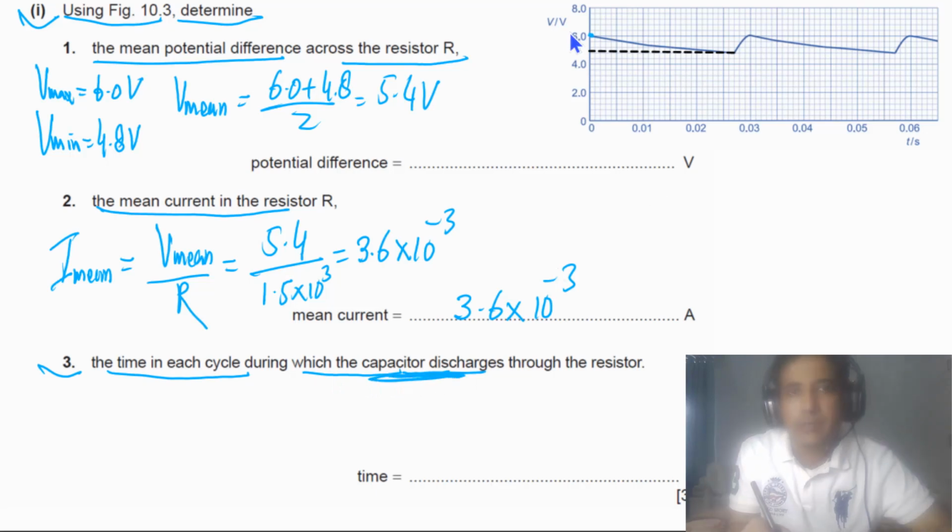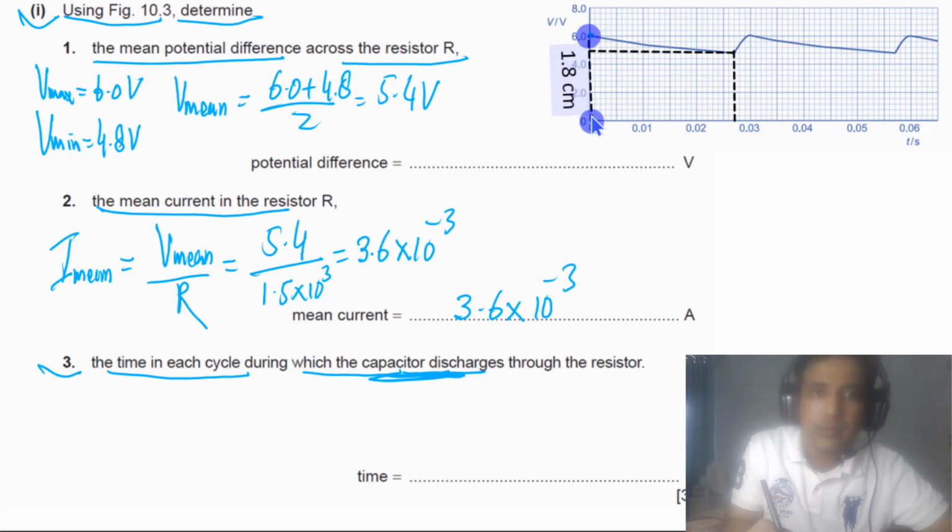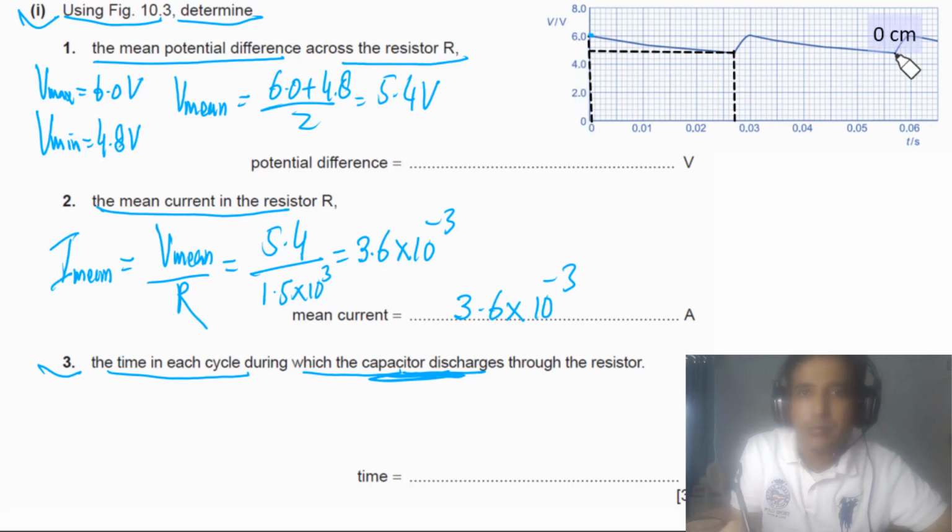So if you look at this given figure, from here we can see that in this part the capacitor is discharging, and here the capacitor is charging. Between these two points the capacitor is discharging, and simply we need to write down this time, and also we can write down this time is the same.